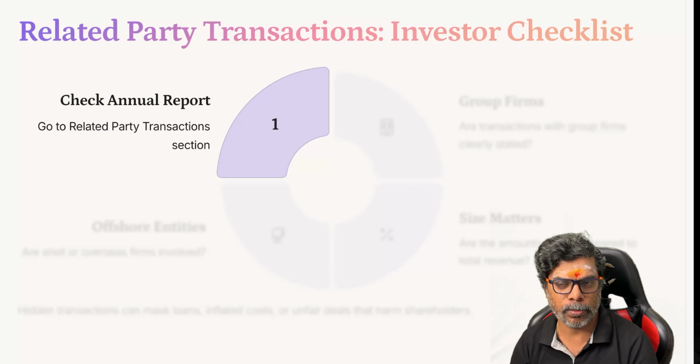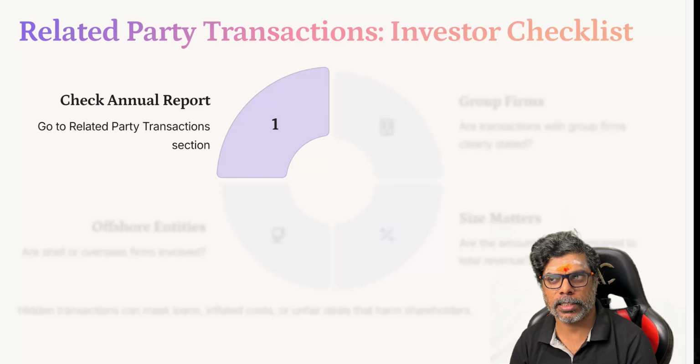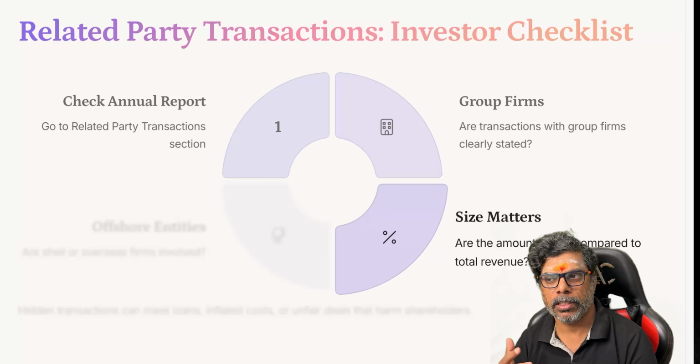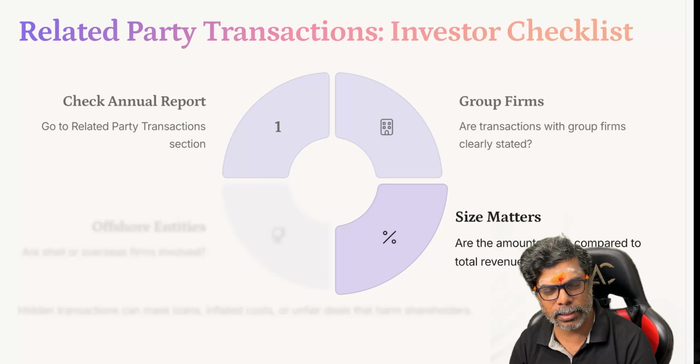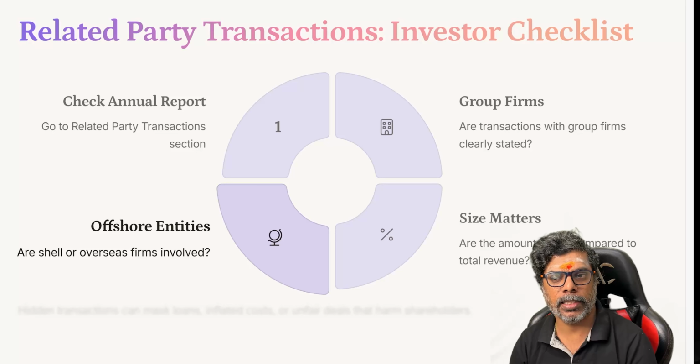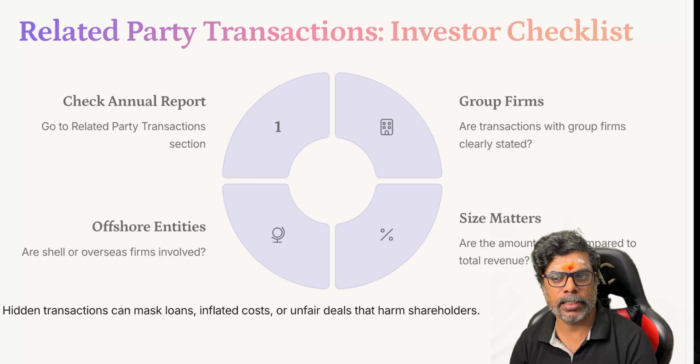So check your annual report, go to related party transactions, and check the firms, check how much size of transactions are happening, and check whether offshore entities, whether it's a shell company, are involved. Hidden transactions can mask loans, inflated costs, or unfair deals. That can be very disastrous to our investment.